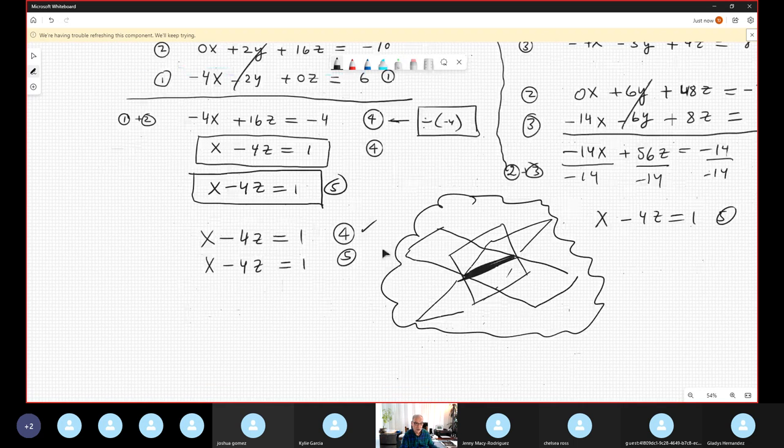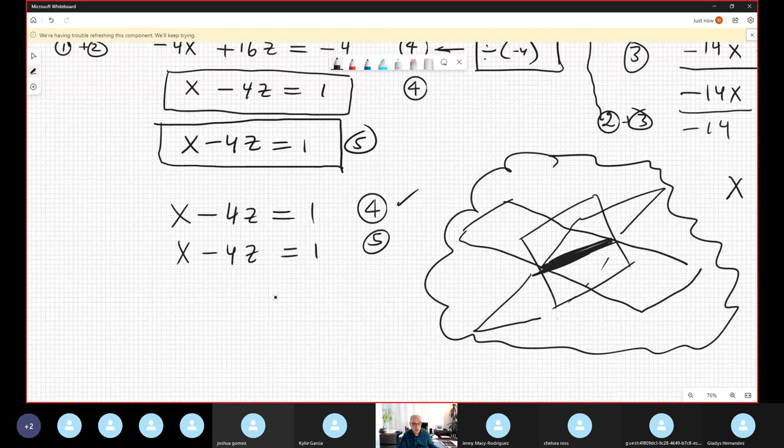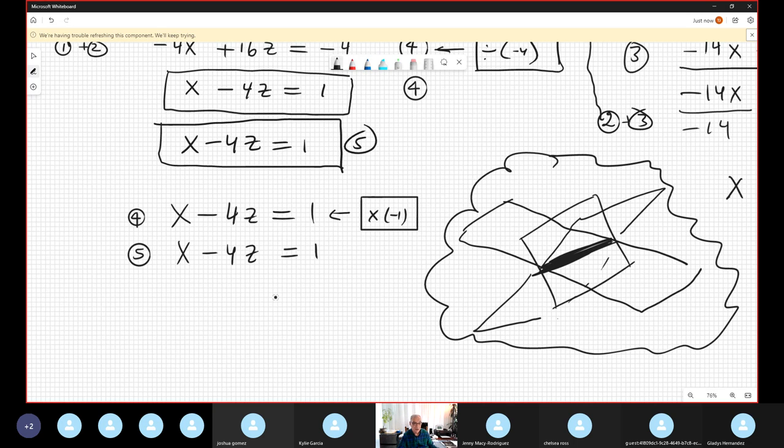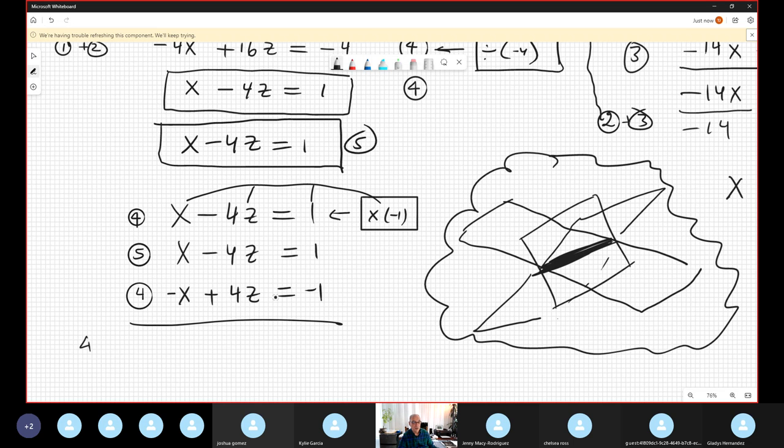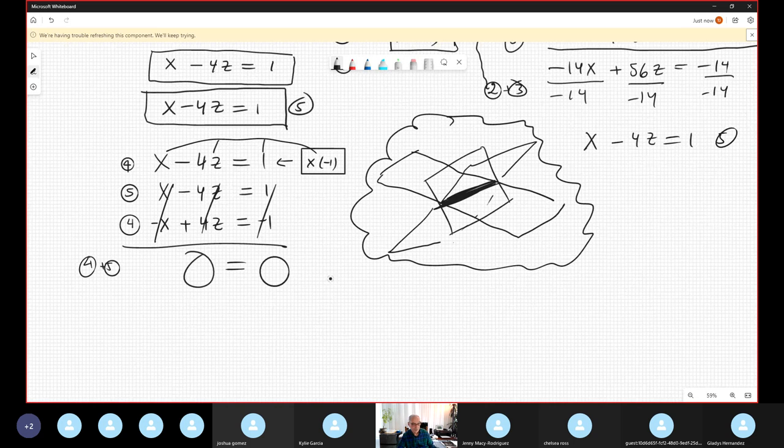Let's continue. To continue this, I want to make multiplication, maybe elimination one more time. You multiply, for example, the equation 4, this is 4 and 5, by negative 1, I guess so. To say you have negative x in the equation 4, plus 4z equal negative 1, no? You multiply by negative 1, everything. And when you're adding 4 plus 5, everything is canceled. 0 equals 0. This statement is true or false? It's true.